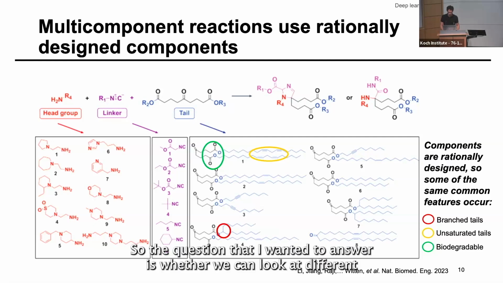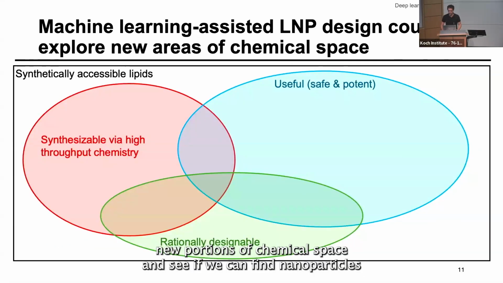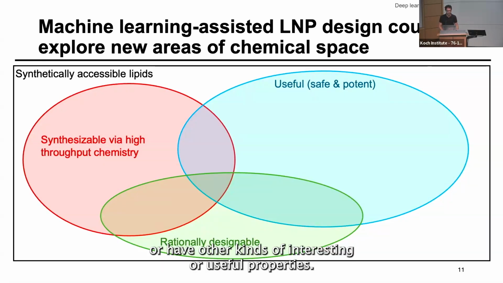things like branched and unsaturated tails and normal biodegradability. So the question that I wanted to answer is whether we could look at different new portions of chemical space and see if we could find nanoparticles that might be even more potent or have other kinds of interesting or useful properties.